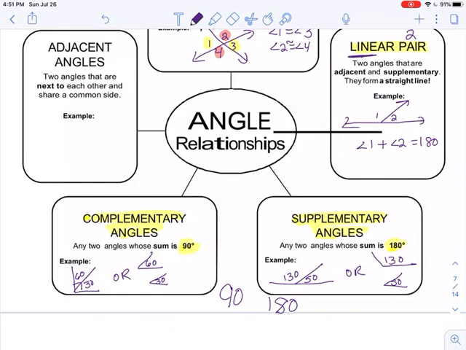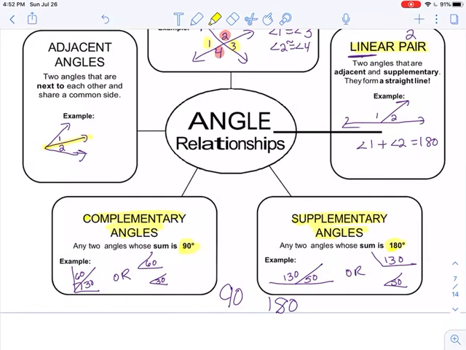And then my last one are adjacent angles. So adjacent angles are just two angles that share a side and they share a vertex. So angle 1 and angle 2 are adjacent angles. They don't have to be congruent to each other. They're just sharing that side in the middle. So they're sharing this side right here, and they're sharing the vertex. They're next to each other, and those are adjacent angles.